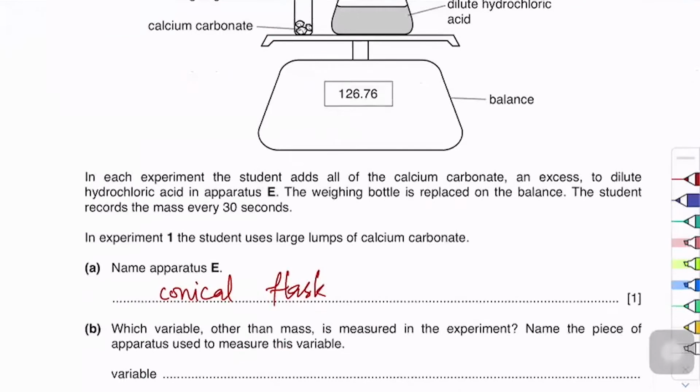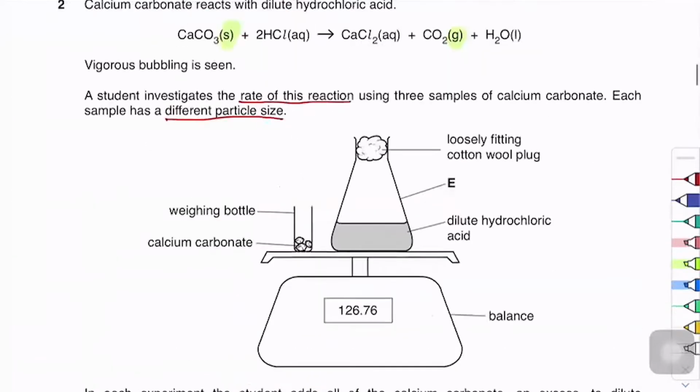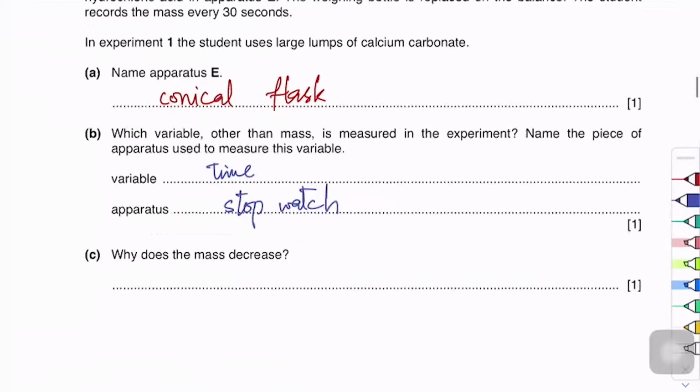Which variable other than mass is measured in the experiment? So in this experiment, what are we measuring? We are measuring time because we have mass on one side. And of course, the other thing should be time, right? So time, and I measured using a stopwatch. Why does the mass decrease? It decreases because every time there is a reaction in which a gas is produced, mass would decrease. So carbon dioxide escapes or goes out. A better word would be escapes.